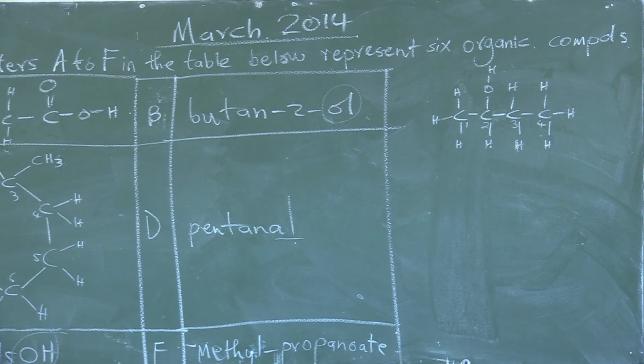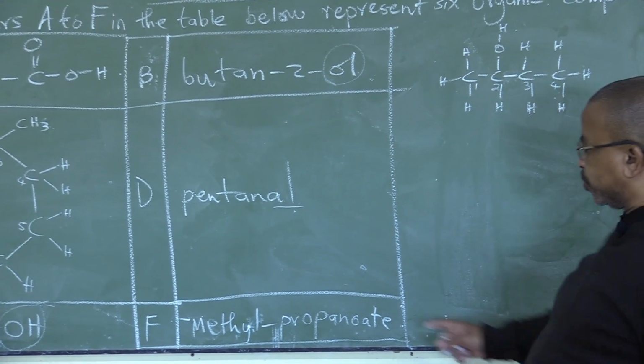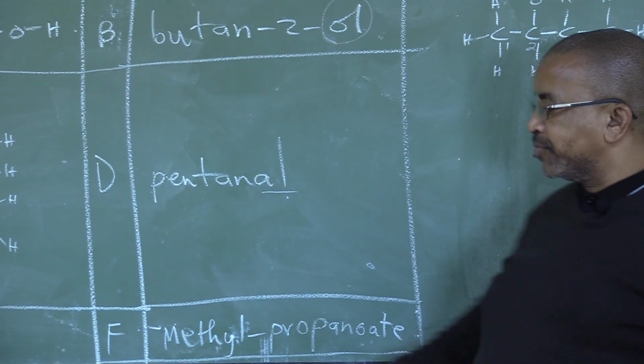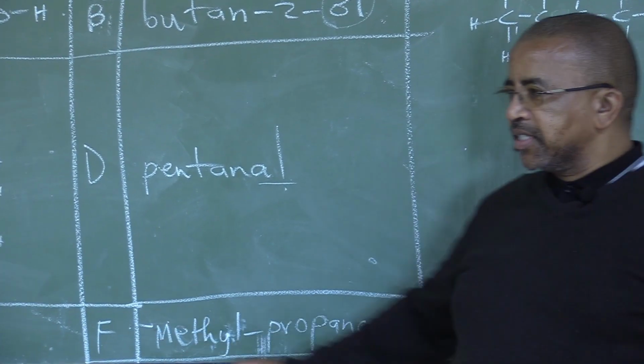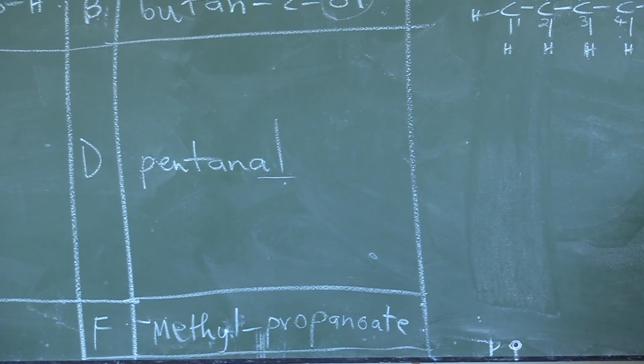Name the homologous series to which compound F belongs. Compound F belongs to esters. The name of the homologous series to which compound F belongs is esters.